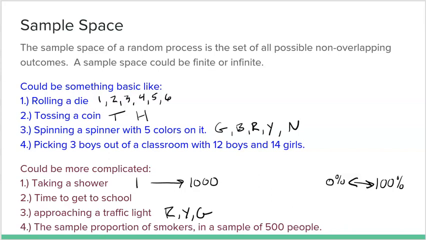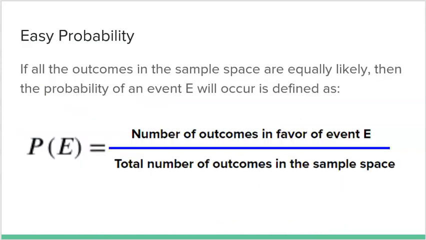Now, for the first couple of examples, I can actually list the sample space. That's when things are easy. If all the outcomes in the sample space are equally likely, then the probability that an event E will occur is defined as the number of outcomes in favor of event E, all divided by the total number of outcomes in the sample space.